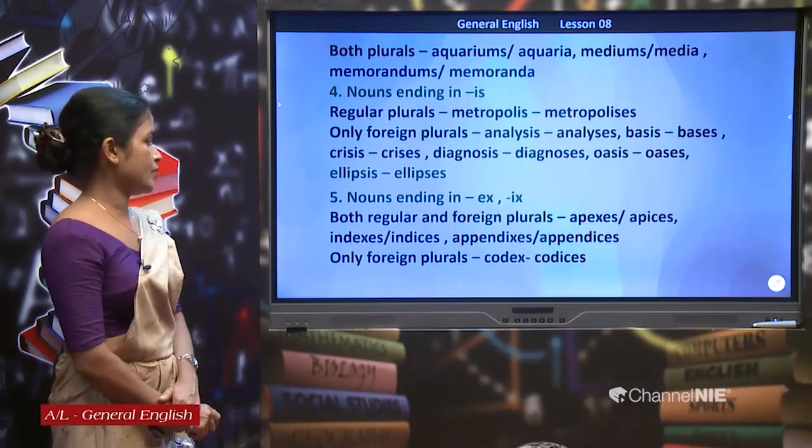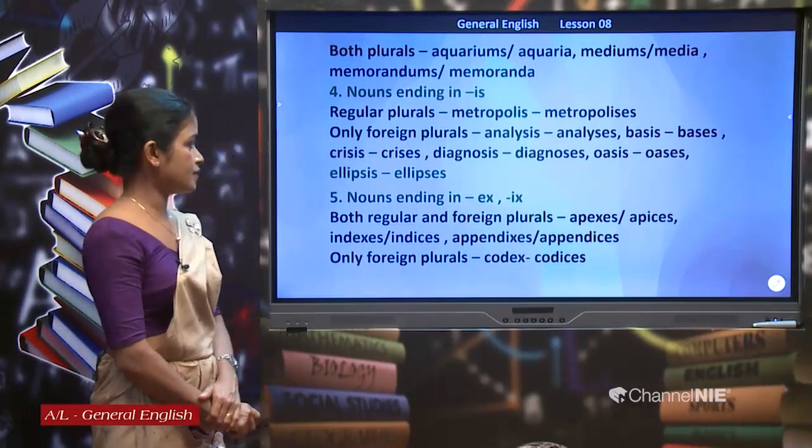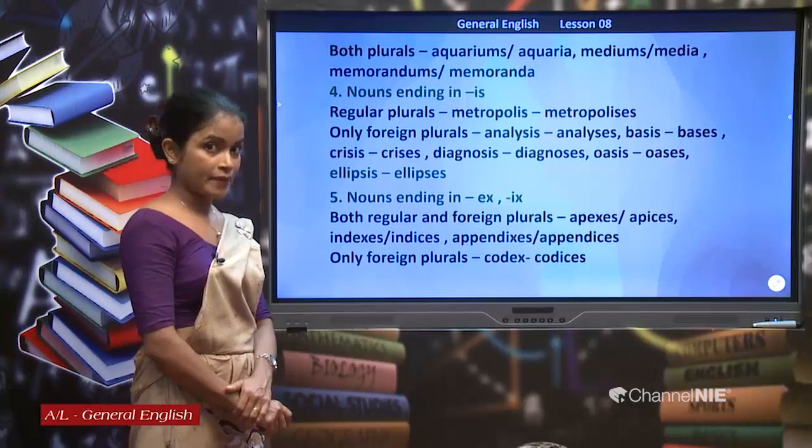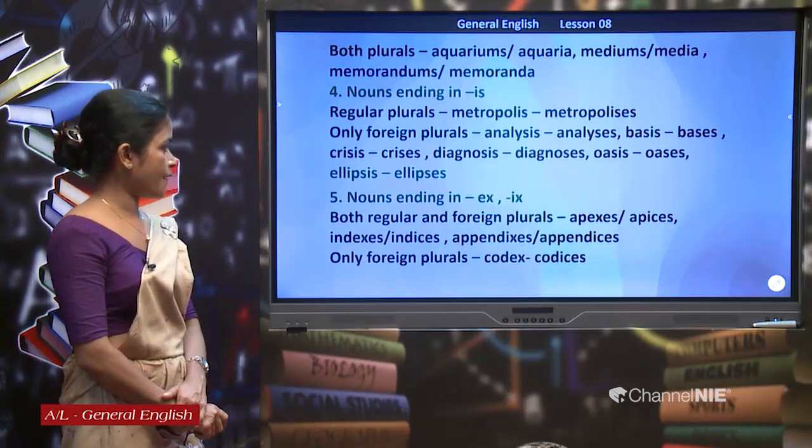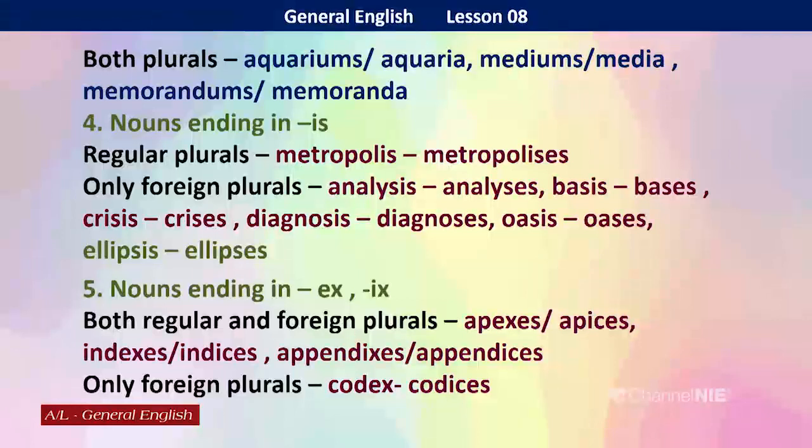Both regular and foreign plurals like apexes, apices. Apex ends with ex, so the plural comes as apices. Index, the singular noun ends with ex and the plural is formed by adding es in regular manner, or by omitting ex and adding ices. Indices.